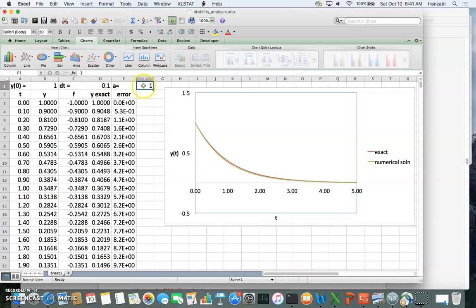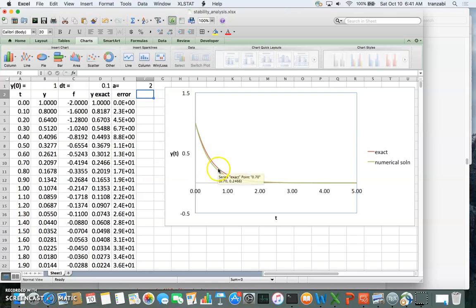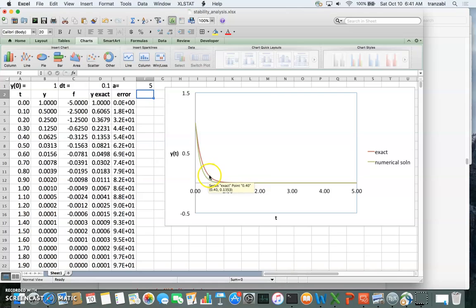So here's a, here's dt, a times dt or a times h is 0.1, which is less than 1, and you see that the green, which is the numerical solution using forward Euler, pretty much follows the exact solution, which is the red curve. Now, if I increase a such that a times h becomes bigger than 1, you see what happens. So I'm going to make it 2. Okay, now you see a little bit of deviation. I'm going to make it 5. It deviates more from the exact solution. Again, red is the exact and green is our numerical solution.